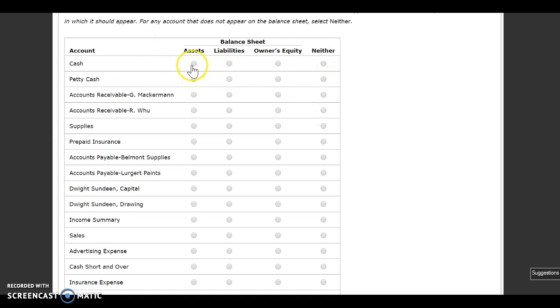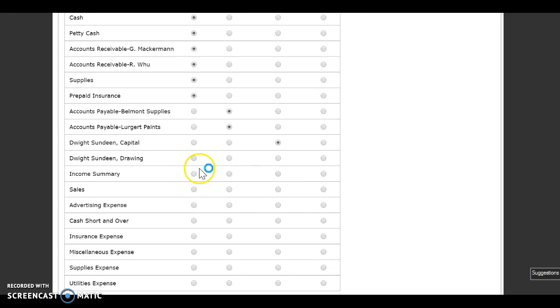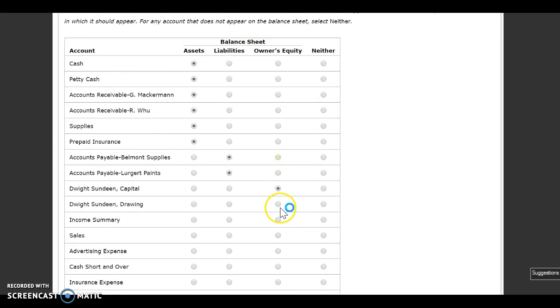So let's find our assets first. We're going to have cash, petty cash, accounts receivable, supplies, and prepaid insurance. Accounts payable, now we're going to jump over to our liability. And there's another liability. Our capital, that is going to be our owner's equity. Now, when we look at drawing, it is under owner's equity. However, we do not put that on the balance sheet. So this one is going to be a neither.